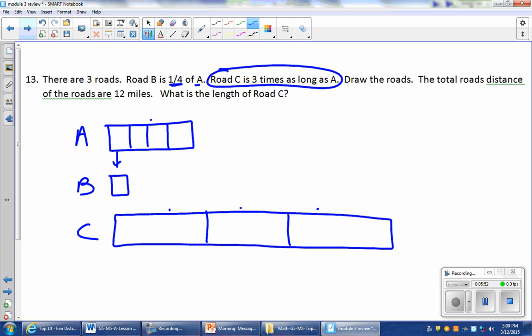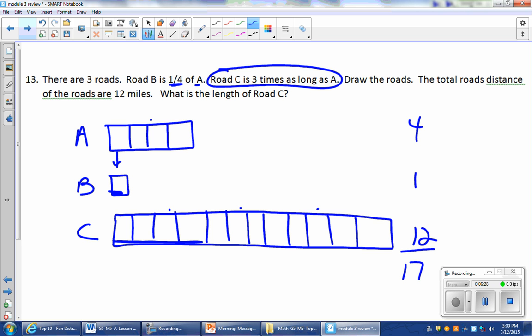The last thing I need to do here to get myself started is to partition C into the same size pieces as A and B. The units here are much smaller than the units here. I have to make the units all the same size. So there's going to be 4 here, and 4 here, and 4 here for the same size units. So then A would be 4 units, B would be 1 unit, C would be 12 units, and we'd have a total of 17 units. Okay?